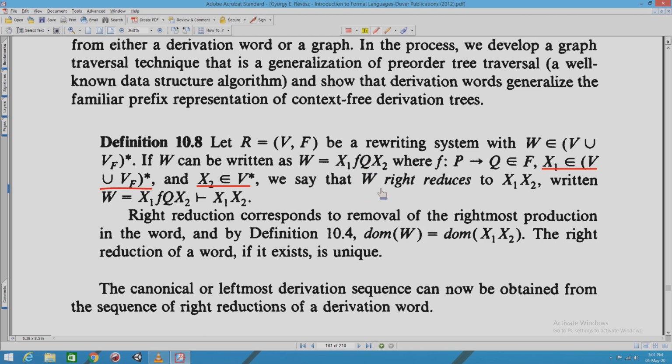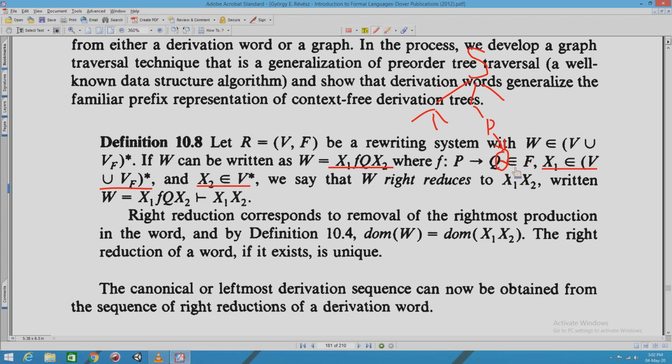We say that W right reduces to X1 X2, written as W equal to X1 F Q X2 right-derives X1 X2. What does this mean? To understand it in a better way, let's understand this string first. If we draw it in the form of a production table, I'm drawing it. So you start from the start symbol, then you have a few replacements, a few more replacements and so on. And after a few replacements, let's say you have a P here. And after that, this P will be replaced with Q.